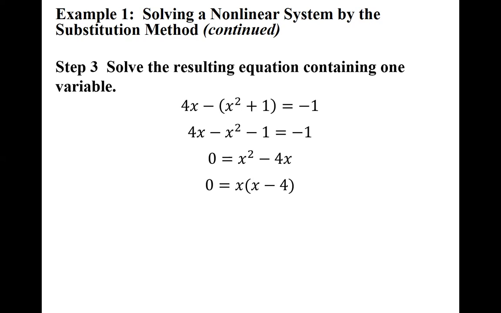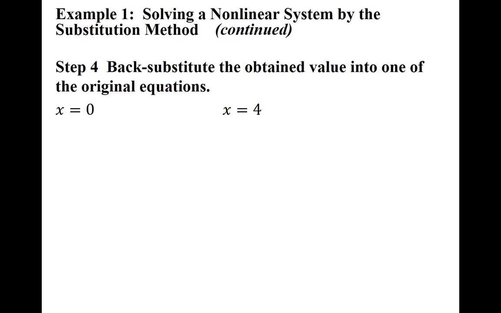Then I could use the zero product property and set each of these factors equal to 0. So x equals 0 or x minus 4 equals 0. Add 4 to both sides to get x equals 4. So I have two x values. That means that I have at least two answers. Let's plug in 0 for x. Let's also plug in 4 for x.